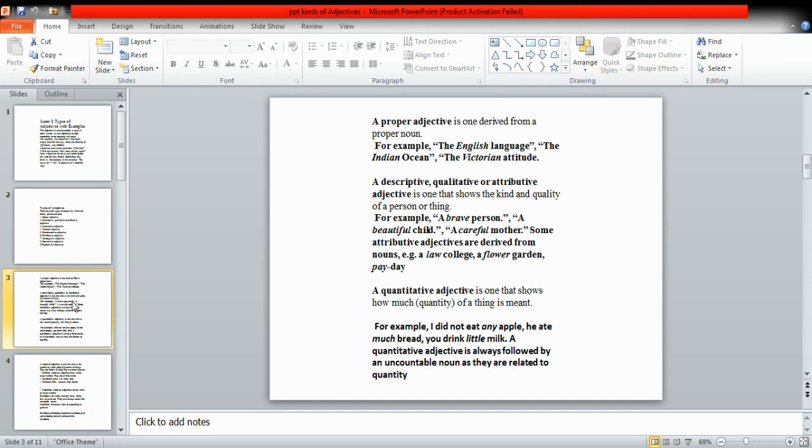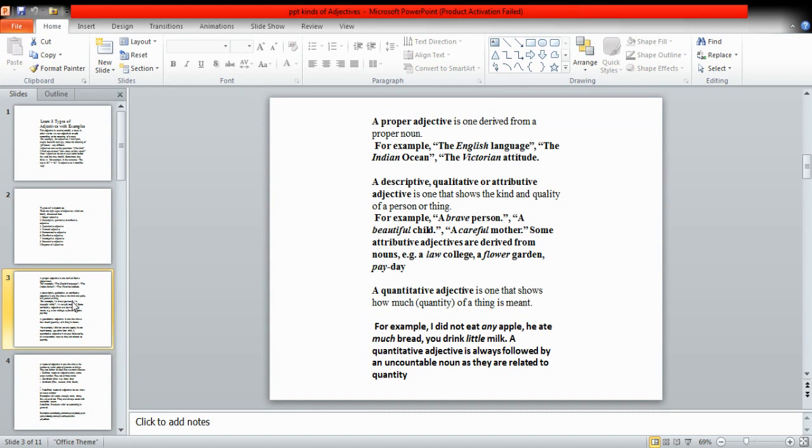Then we come to quantitative adjective. Now, quantitative adjective is always related to the quantity. And quantity is always related to something which is uncountable. It is a matter of common sense that quantity is always going to be related to something which is uncountable. Right? So whenever you find any adjective which is telling us the quantity of an uncountable noun, it would be a quantitative adjective.